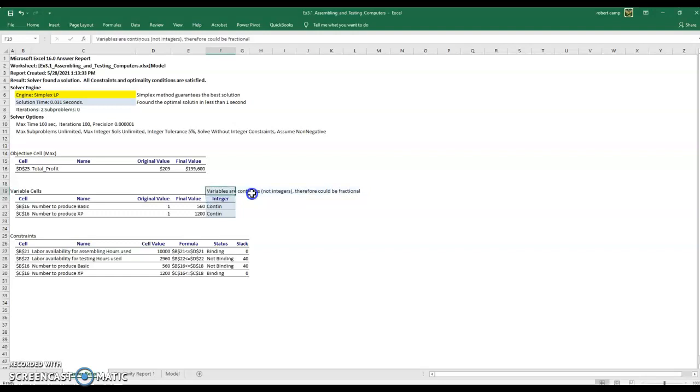We are going to deal with integer programming later, which is where we'll force these to be integers, but this is what we have right now. So these are continuous and non-integer variables.